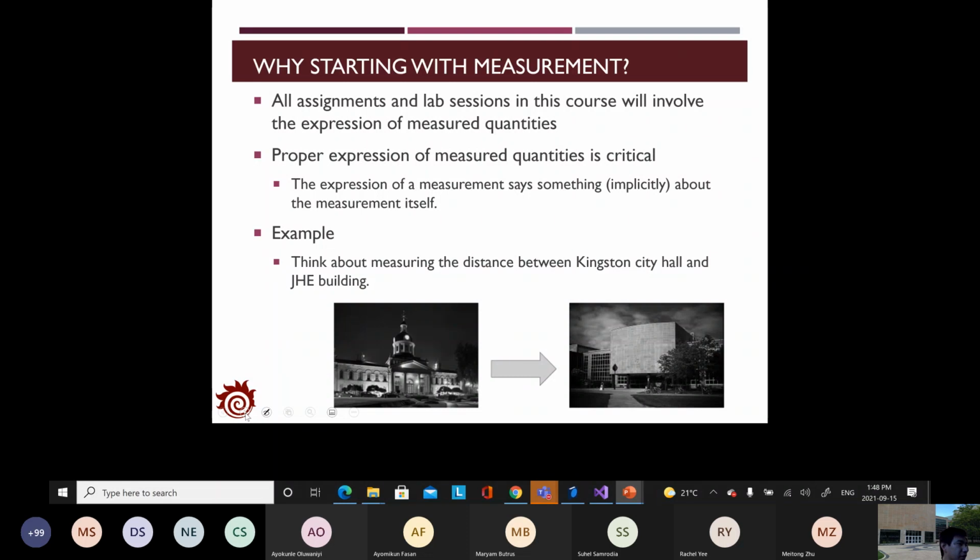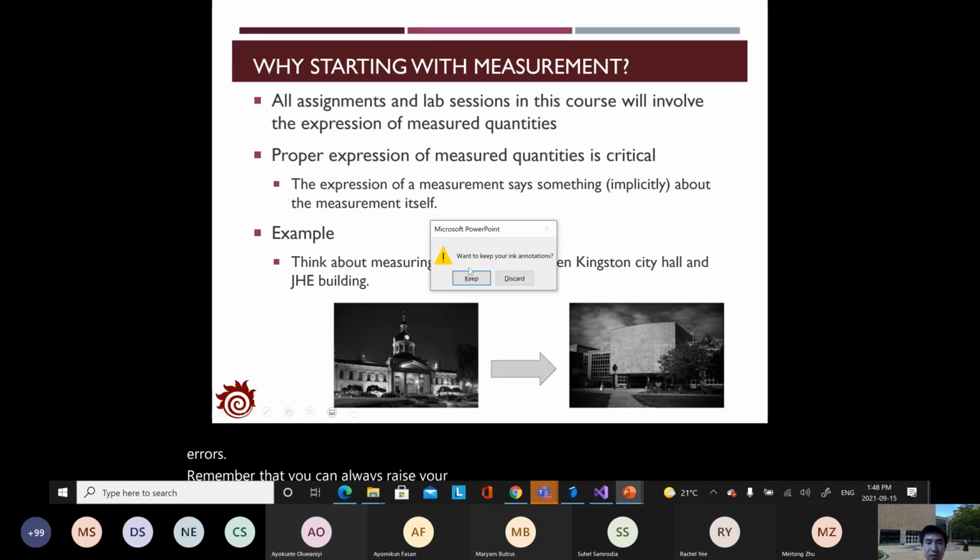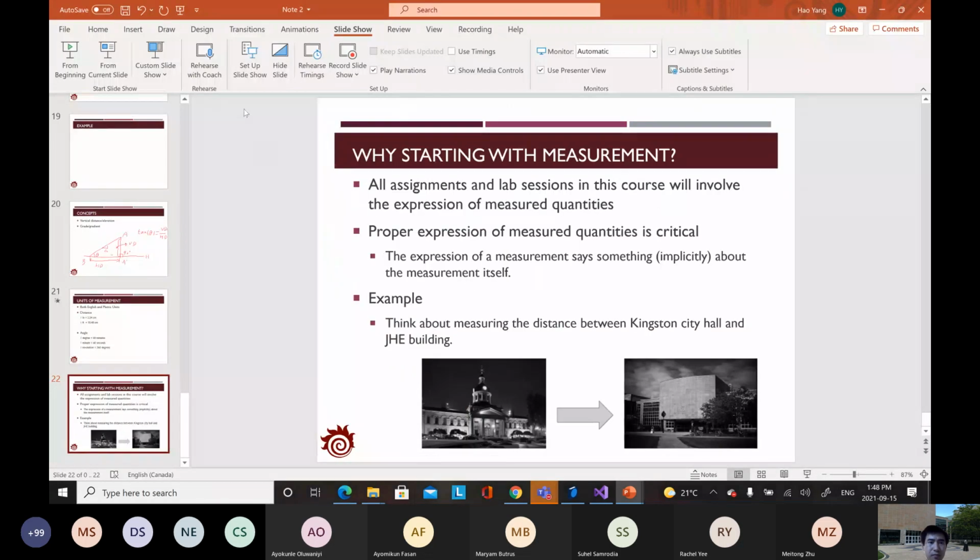Okay, if you have any questions, you can raise your hand. If not, we will go to the next note, the measurements and errors. Okay. Remember that you can always raise your hand for any potential questions. Okay, let me switch to the next lecture.